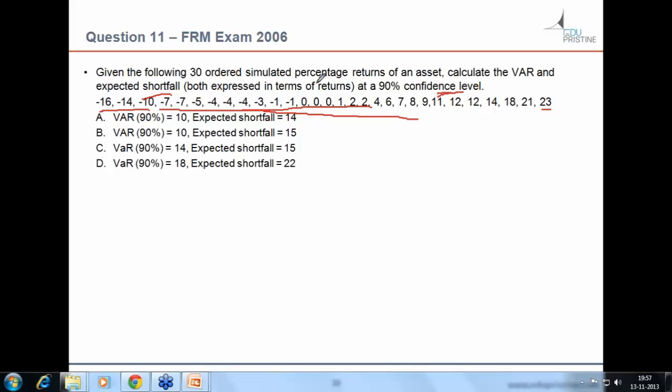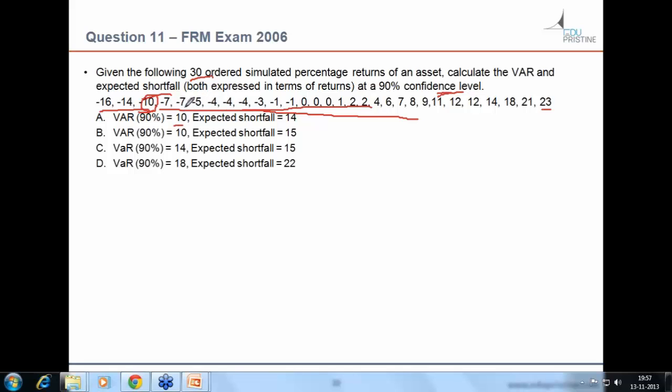So when you see the 10% tail, you need to calculate the VAR. It is the third lowest observation of the list. Why? Because there are 30 observations, and at 90% confidence, 10% of them is 3. And so the third lowest observation is minus 10%. So VAR will be 10%.